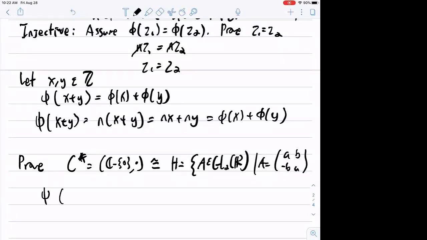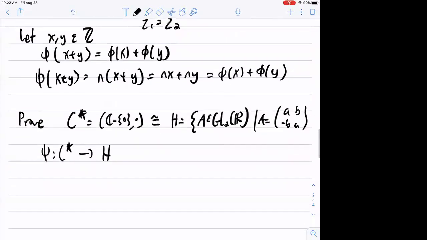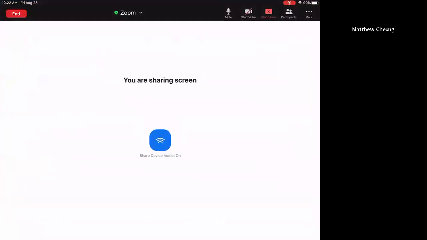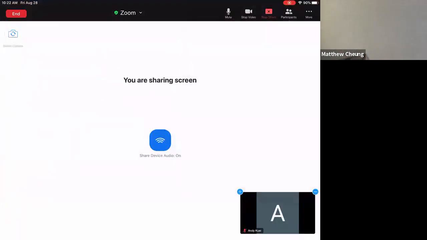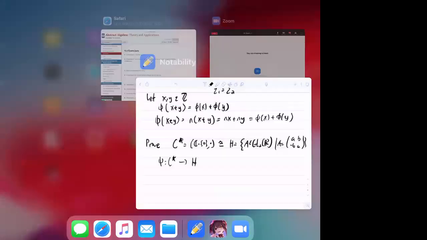Okay, so what should my map be? I'm mapping C star to H. Nobody's gonna tell you the map, so you have to think about it. I mean, how am I gonna get an a and b from complex numbers? What should my map be?